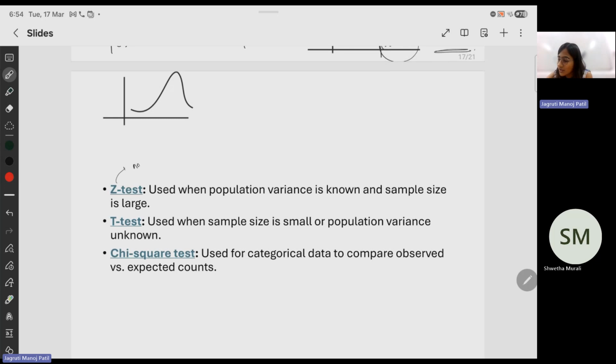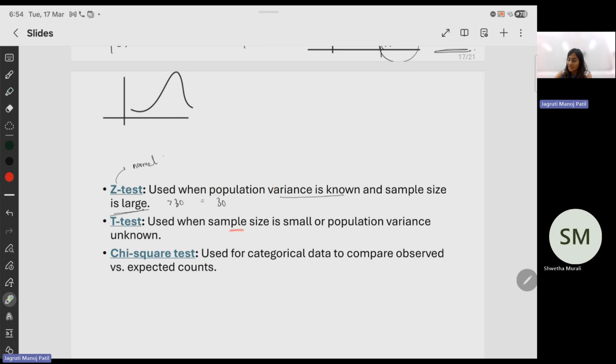Z-test is always used when you have a normal distribution and enough sample size. If your sample size is large, that is greater than or equal to 30, it is used when your population variance is known to you. So the entire population is what we are talking about here, okay? Never think that population can be any chunk of data that you're looking at.